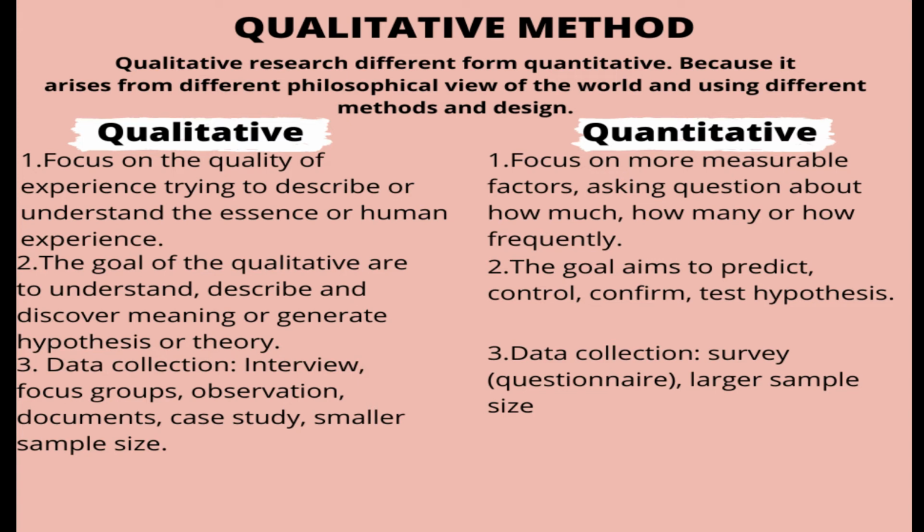The second, the goal of the qualitative are to understand, describe, and discover meaning or generate hypothesis or theory. And the quantitative method goals aims to predict, control, confirm, test hypothesis. Okay, the last but not least, qualitative data collection. We usually do interview, focus groups, observation, documents, case study, or smaller sample size, while quantitative use survey or distributing questionnaire and use larger sample size. So if you want to understand and explore idea, you can use qualitative approach. But if you want to confirm the theory or hypothesis, you can use quantitative approach.